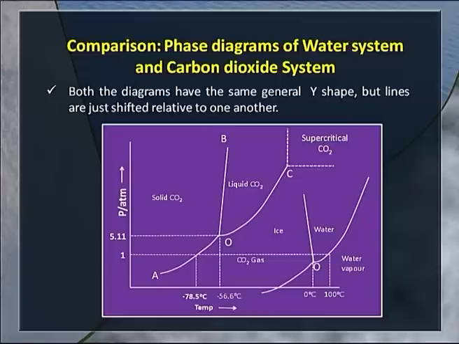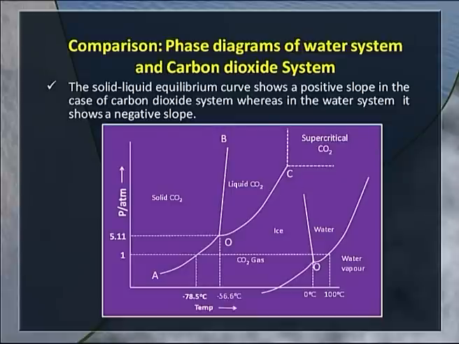But if you watch carefully, things become slightly clear that there are differences. One difference is that the curve corresponding to the equilibrium between solid carbon dioxide and liquid carbon dioxide shows a positive slope, whereas the same line in the case of the water system has a negative slope. Let us look for the reasons why the slopes of the lines are different.